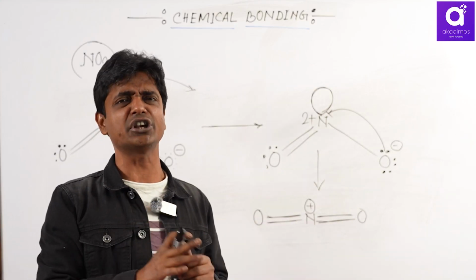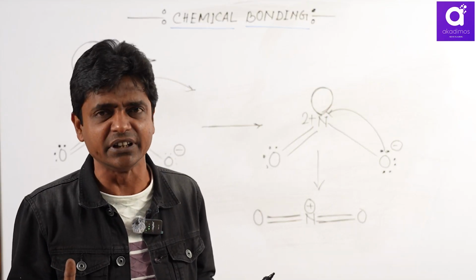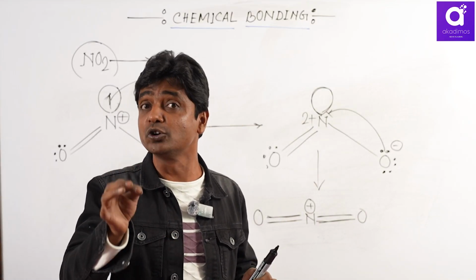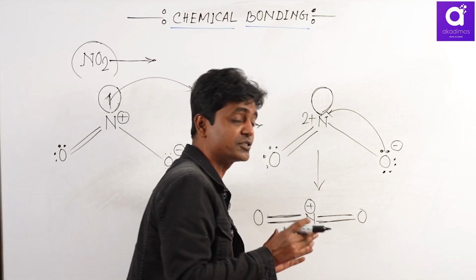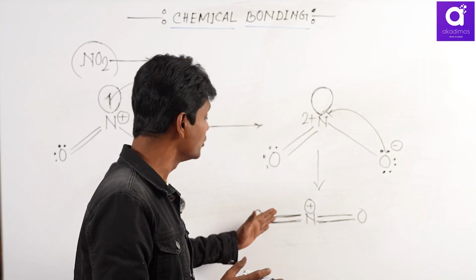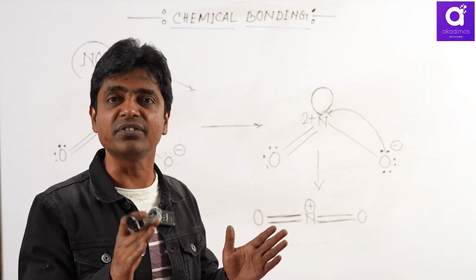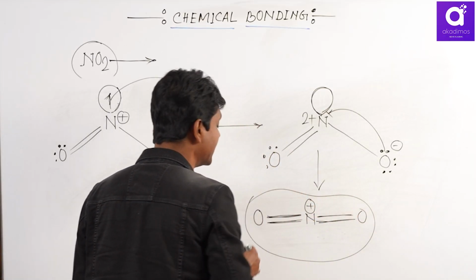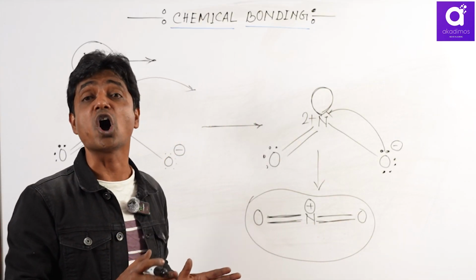That means if a question comes, compare the nitrogen-oxygen bond length in NO2 minus and in NO2 plus, then always in NO2 plus there are double bonds, so its bond length is less, and in NO2 minus the bond length is more. There you got the bond order 1.5. And this species is also available in chemistry, since both nitrogen and all oxygens will get octet.